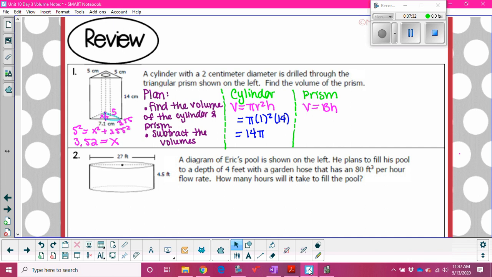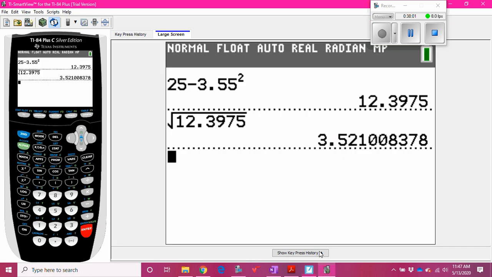Okay, so I'm going to go fill this in. The volume of the prism, we need to fill in our pieces here. We have that the area of the base we know is 1/2 times the base, which is 7.1. This is the triangle base that we're looking at. And the height we just found, which is 3.52, times the height of the prism, which is 14. Let's go put that in the calculator and see what it looks like.